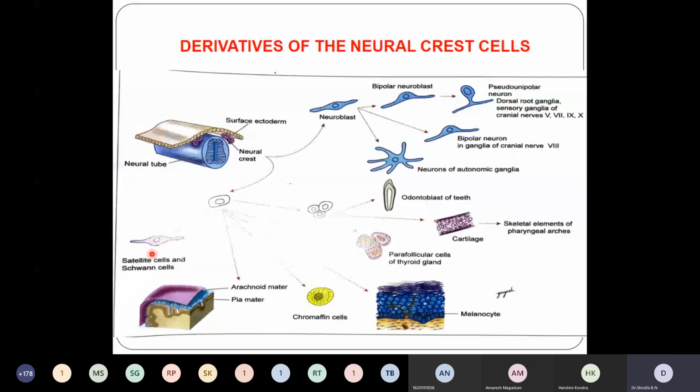Then your spongioblast gives rise to satellite cells. They are all supporting cells. Spongioblast means they are the glial cells, supporting cells. The pluripotent cell forms the melanocyte. These are all the derivatives from dorsal mass. Ventral mass mainly forms the chromaffin cells, sympathoblast, paraaortic body, enterochromaffin cells.